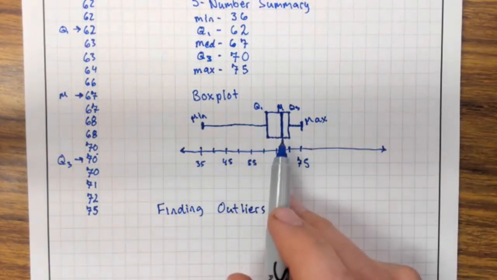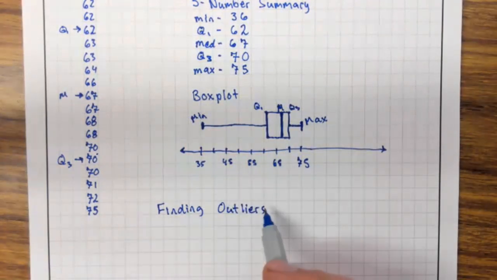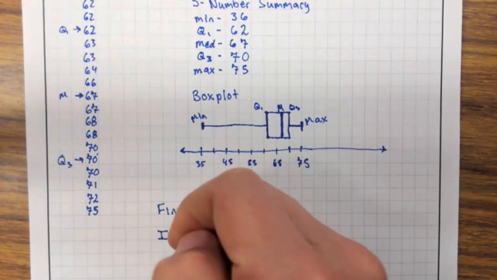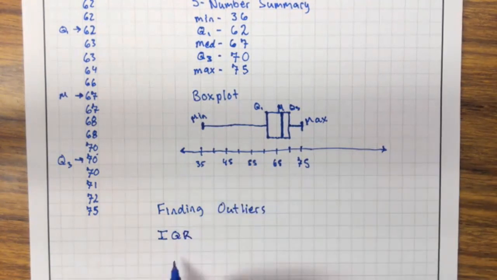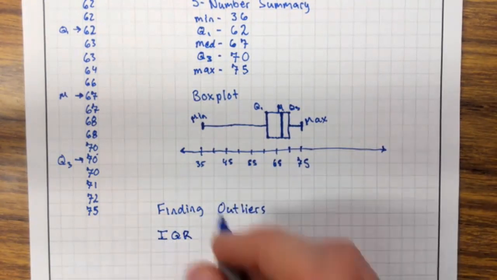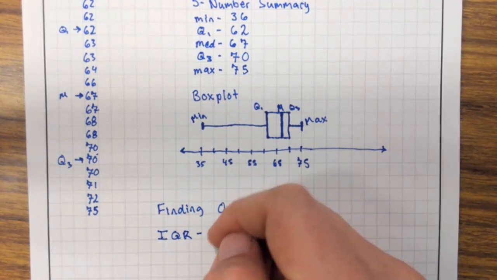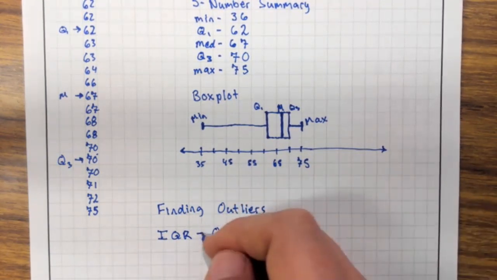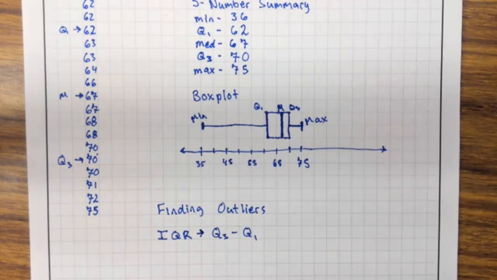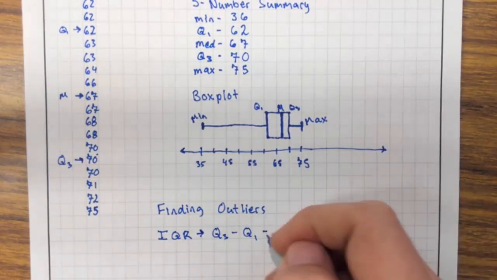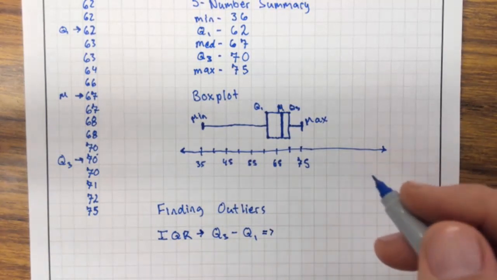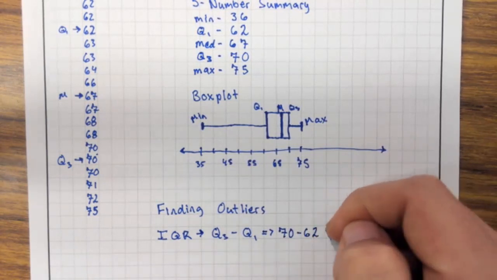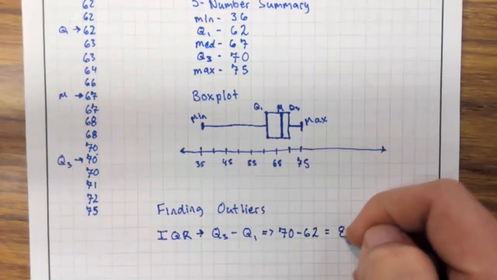Okay, the first thing to do in trying to find an outlier is to establish something called the interquartile range, abbreviated as IQR. The IQR is quartile 3 minus quartile 1. Quartile 3 was 70, so 70 minus 62. Our interquartile range is 8.